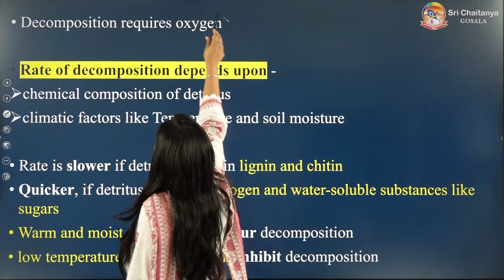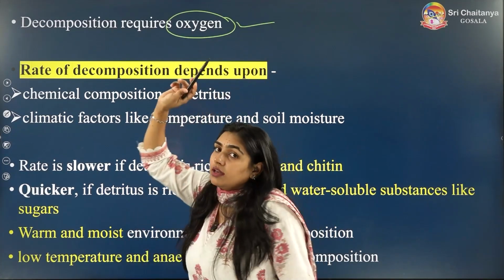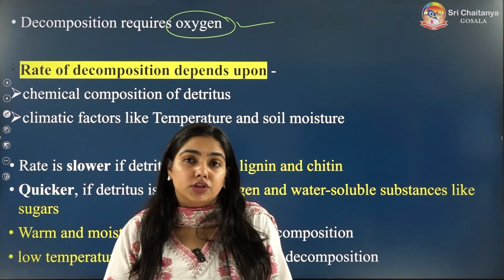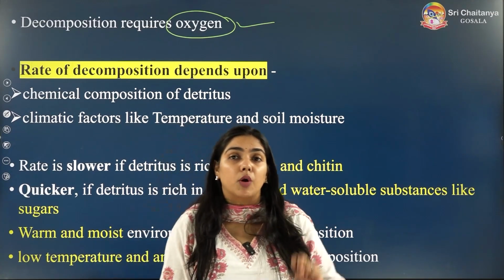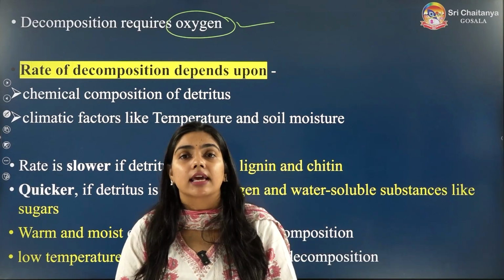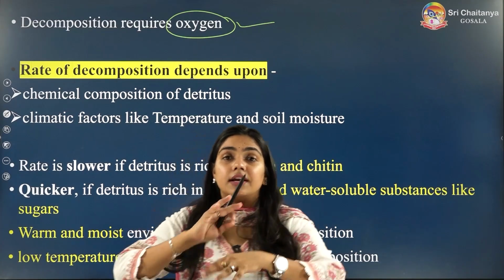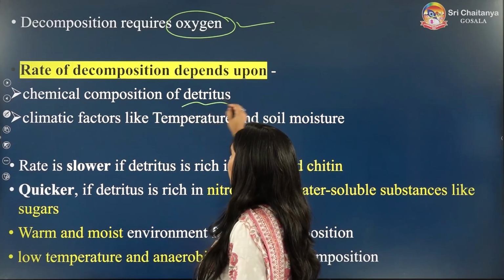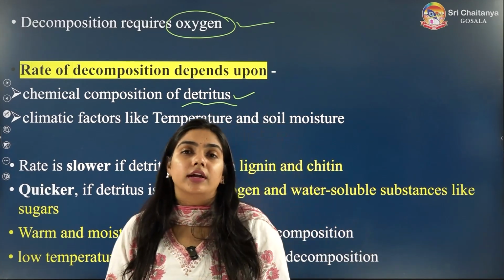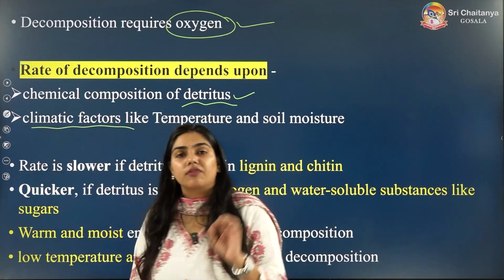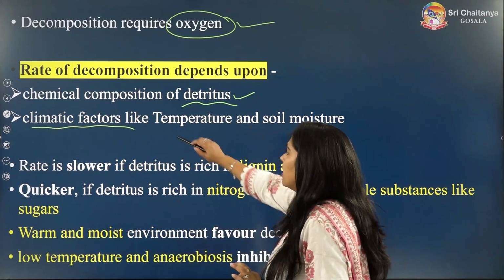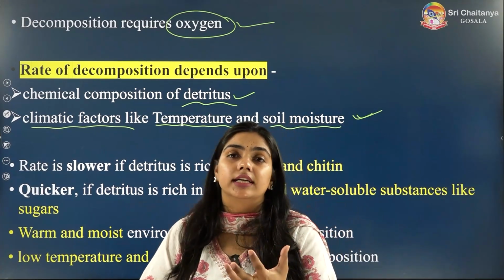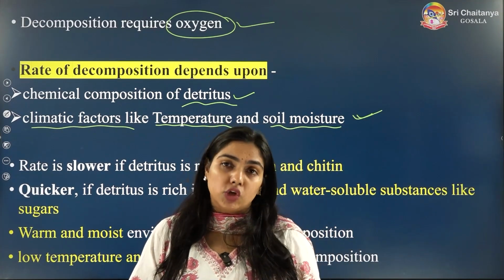Decomposition requires oxygen. Now, the next point is the rate of decomposition. Rate of decomposition depends upon 2 factors. First factor is the chemical composition of detritus. Detritus is made up of which substances? First of all, detritus you have to remember, and another point is climatic factors. Which climatic factors? Mostly the temperature, we are talking about temperature, and moisture. How much moisture content is there in the environment or in the soil, right?